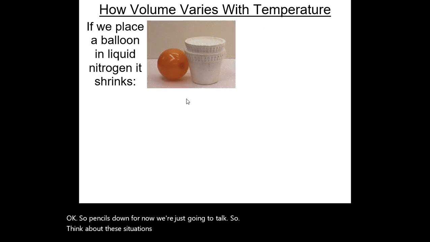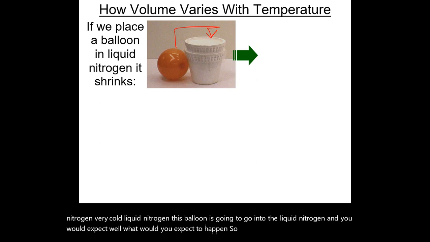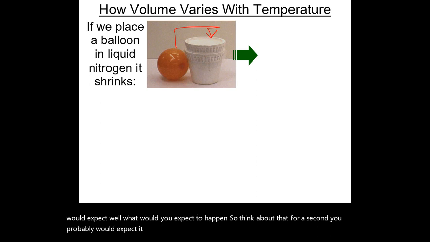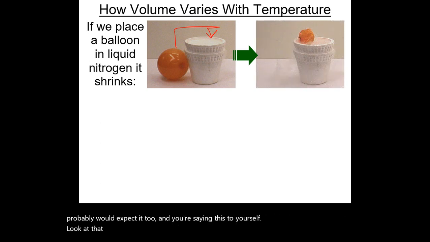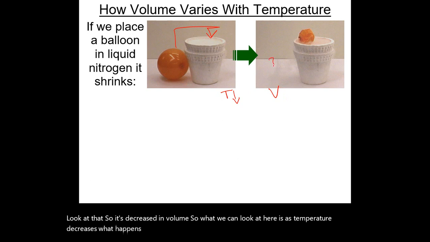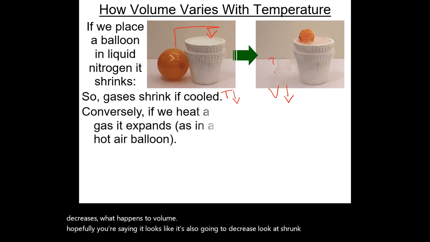Now, imagine a balloon, right? Small balloon here. This is liquid nitrogen, very cold liquid nitrogen. This balloon is going to go into the liquid nitrogen, and what would you expect to happen? So think about that for a second. You probably would expect it to, now you're saying this to yourself, look at that. So it's decreased in volume. So what we can look at here is, as temperature decreases, what happens to volume? Hopefully you're saying it looks like it's also going to decrease. Look, it shrunk.